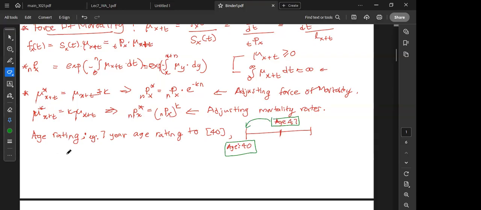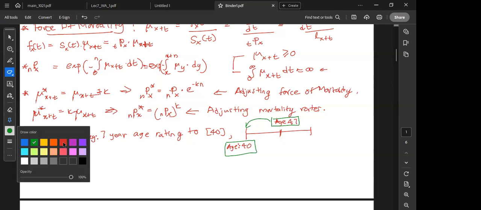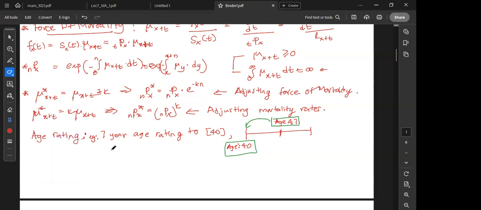So in that case, we don't need to adjust the force of mortalities. We are just referring to the rated age, and we will do the calculations considering him as an older one than he is. So that is how we can think of modifying the risk.